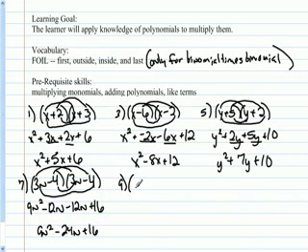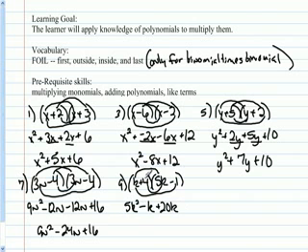Alright, number 9. I have k plus 4, and I have 5k minus 1. First is the k and the 5k, so that becomes 5k squared, because I'm multiplying. Outside is k times negative 1, negative k. Inside is 4 times 5k, 20k. And the last two terms are 4 and negative 1, which is negative 4. So I have 5k squared, a negative k and a positive 20k is positive 19k, and the negative 4.